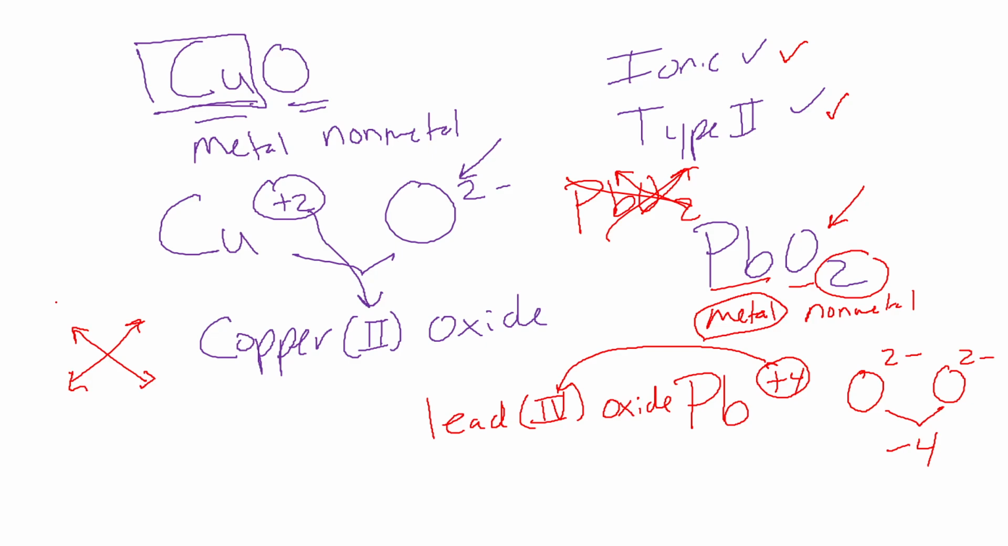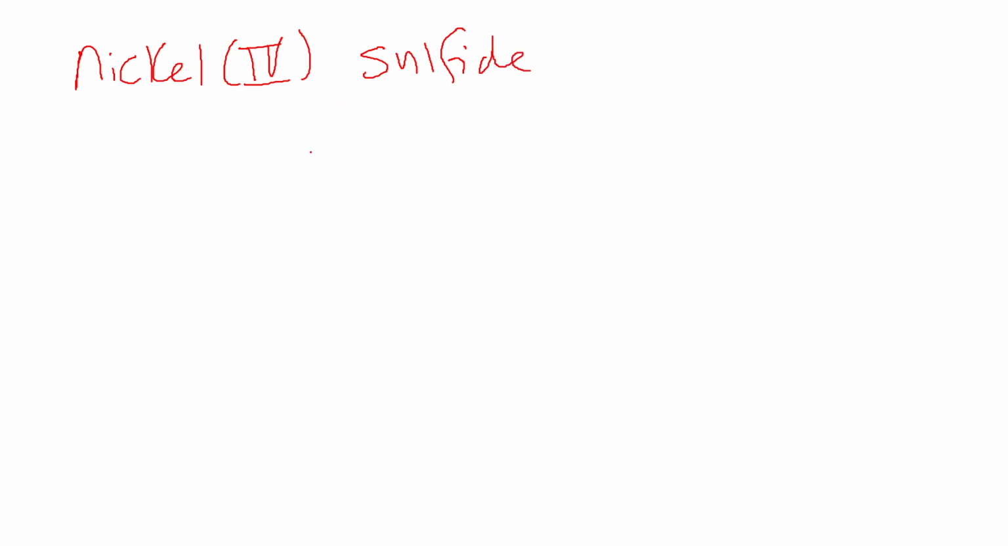Now, if I look at something like a name and I want the actual formula from it, so let's just say we had nickel 4, let's do nickel 4 sulfide. Now, when I see this Roman numeral, I actually know it's type 2. And the nice thing about seeing that Roman numeral is I already know it's ionic, and I know the charge of it is +4, as that's what the Roman numeral basically means.